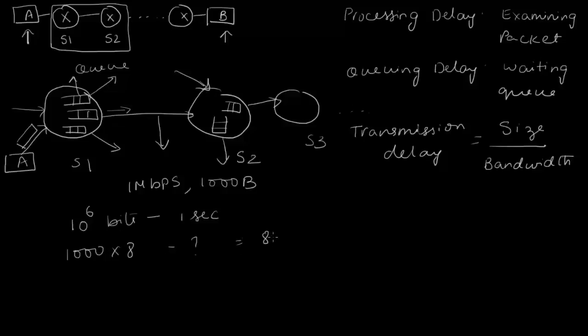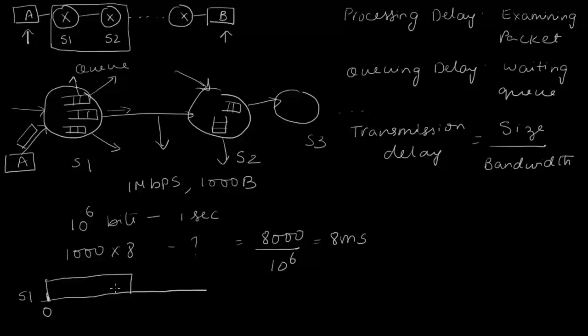This is nothing but 8000 over 10 to the power of 6, that is 8 milliseconds. So the transmission time is given by 8 milliseconds in this particular case. Let me show the transmission on a timeline. So this is at node S1, and let me call this time 0, and this is relative time, and it has begun the transmission of the packet.